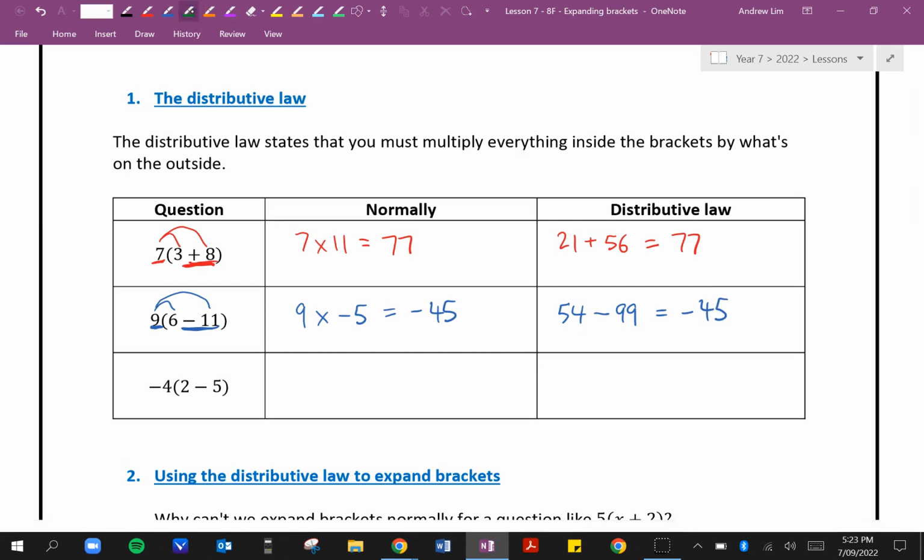And for the third example, normally we do the brackets first. So you have got minus 4 times 2 minus 5 is negative 3. And negative 4 times negative 3 gives us positive 12. But with the distributive law, we take what's on the outside and we distribute it to each of these by multiplying. So minus 4 times 2 is minus 8. And minus 4 times minus 5 is positive 20. So we get negative 8 plus 20 is positive 12.